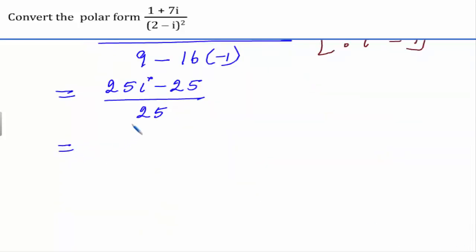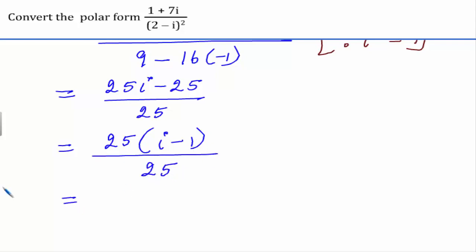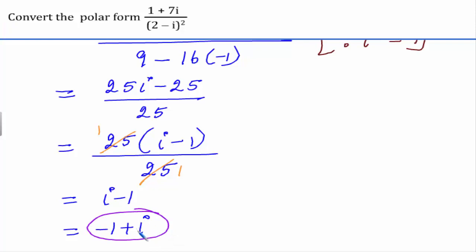This will be equal to, if we take 25 common in the numerator, we get 25 multiplied by i minus 1, divided by 25. The 25 in the numerator and 25 in the denominator cancel each other. So this will be equal to i minus 1, or we can write this as minus 1 plus i. This is the simplified form of the given expression.